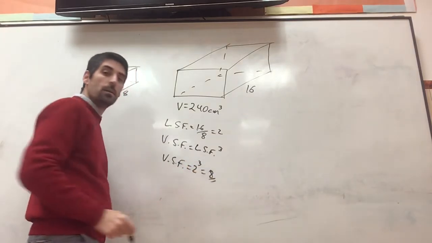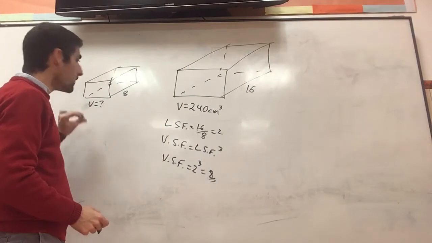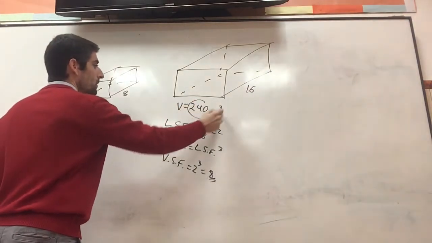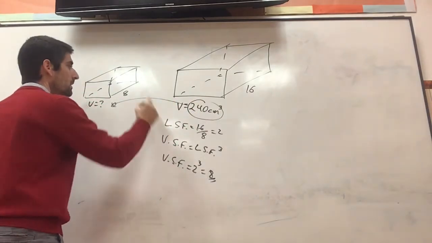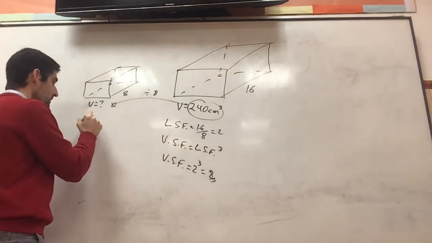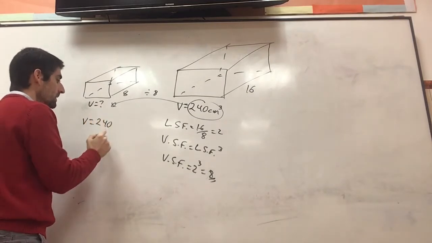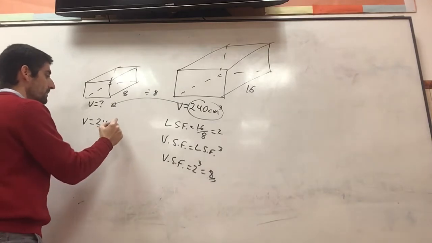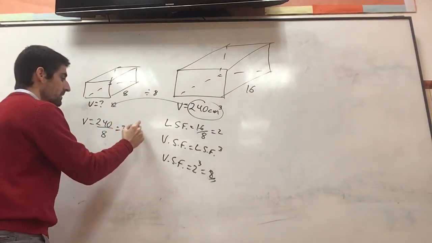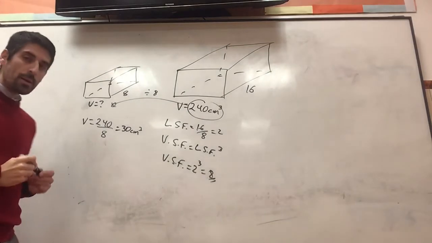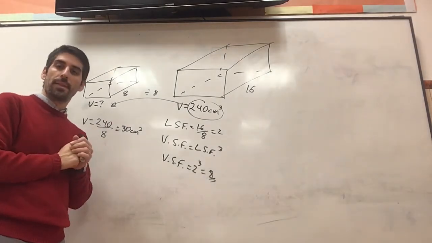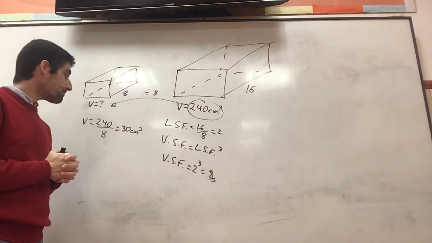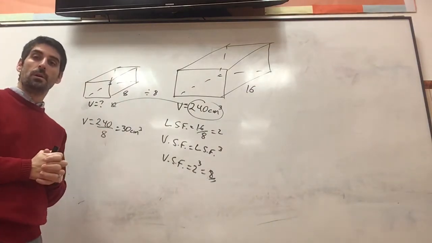So once I've got the volume scale factor, the volume of the small shape is going to be, how do I go from here to there? I need to divide by 8. So the volume is going to be 240 divided by 8, which is 30. So 30 centimeters cubed. And there you go, that's my answer. This is how you find volumes of similar shapes.